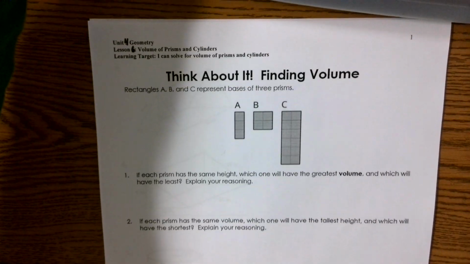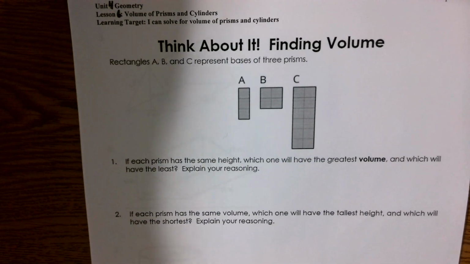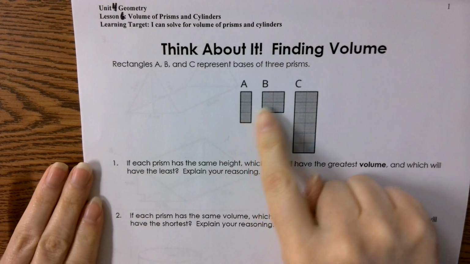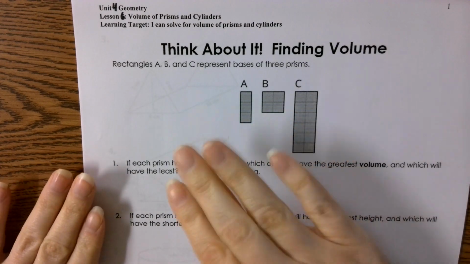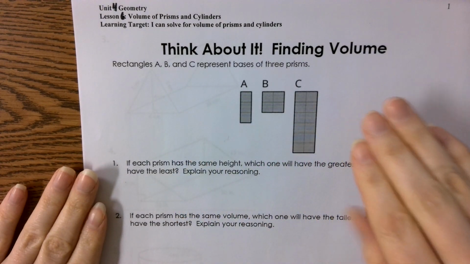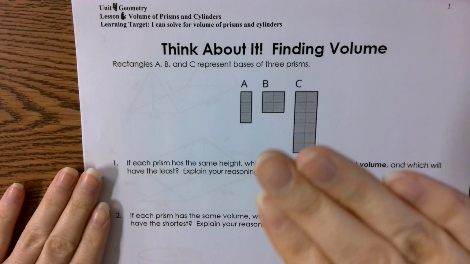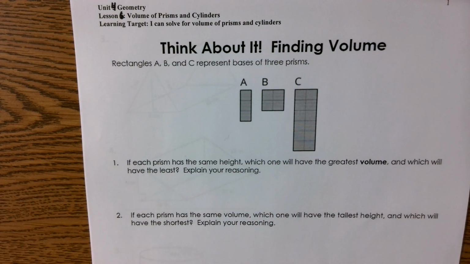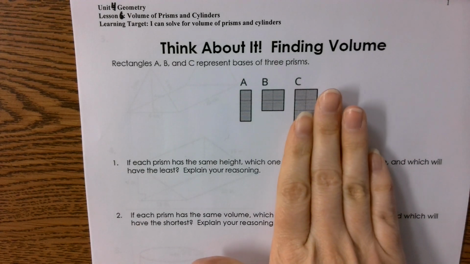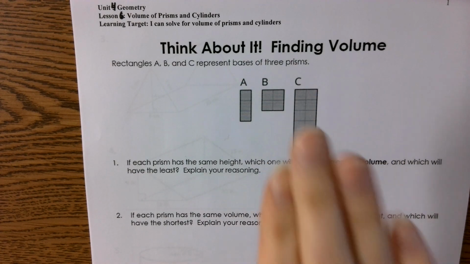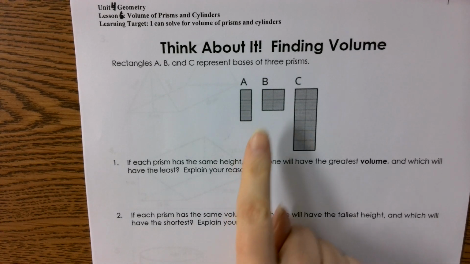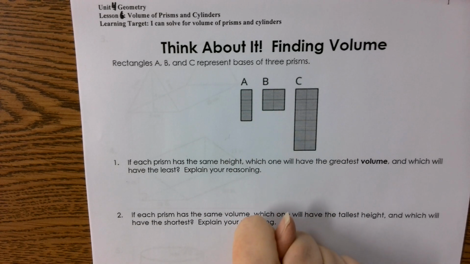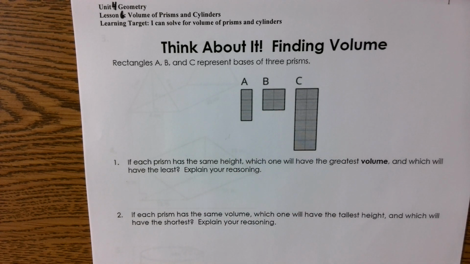So if we are focusing on each of these being the base shape of a rectangular prism, we're pretending these are all going to be prisms, and they're all going to come up to a certain height, however tall I'm going to have it going, but their bases are not going to change, right? So maybe we're going to have 5 of these C's stacked on each other versus 5 of the B's stacked on each other versus 5 A's stacked on each other.